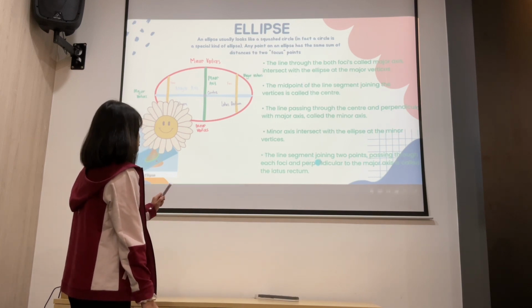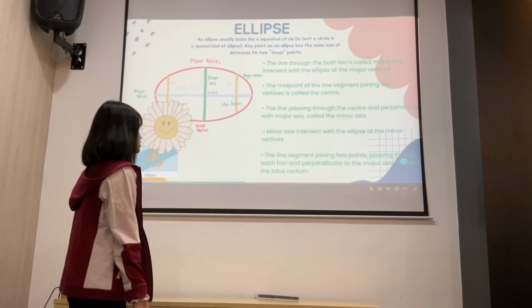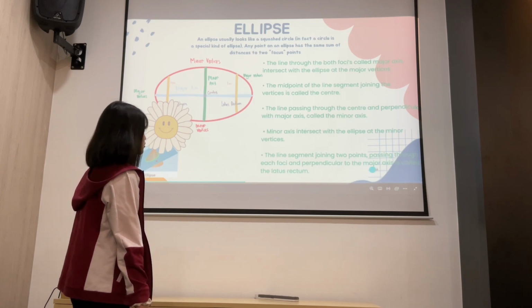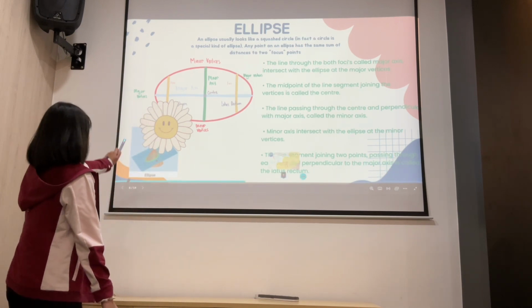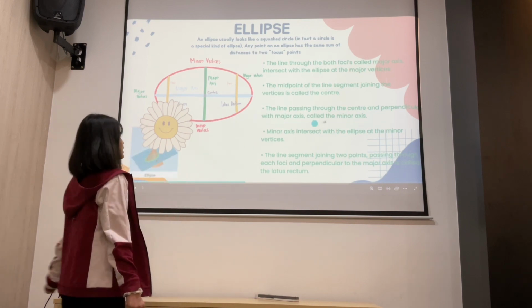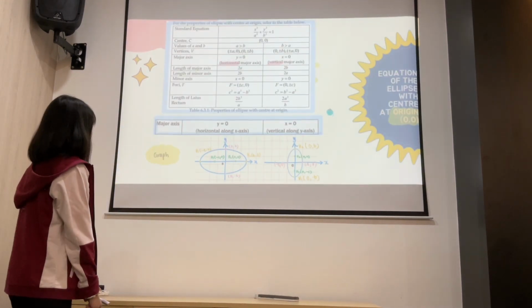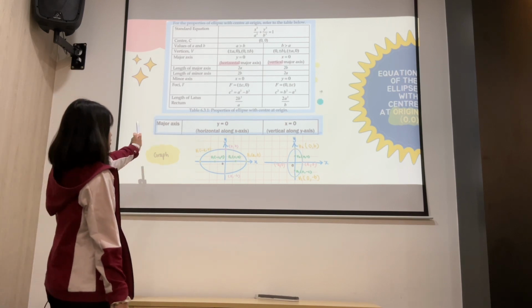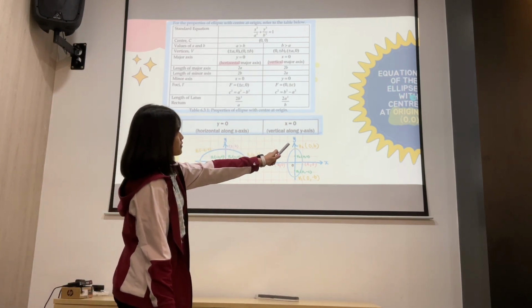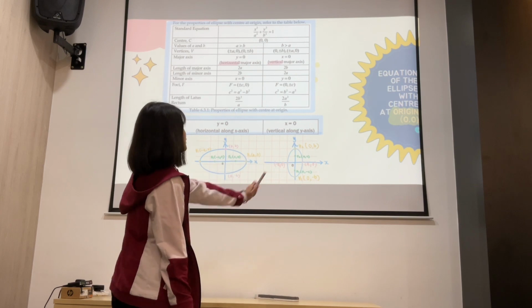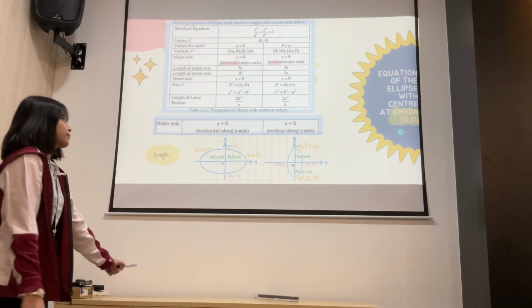The line segment joining 2 points passing through each focus and perpendicular to the major axis is called the latus rectum. So this table shows the equation of the ellipse with center at origin 0, 0. So we go through an example.